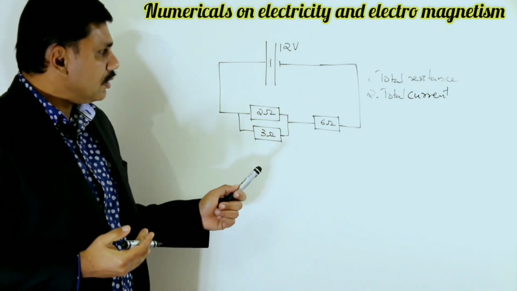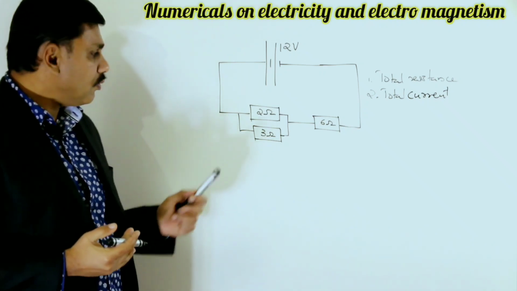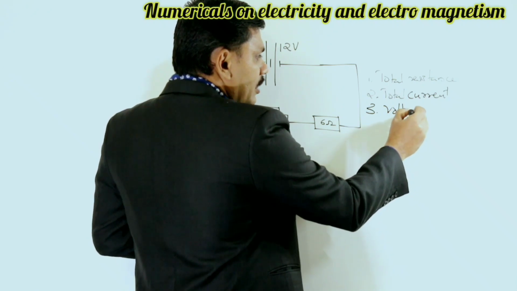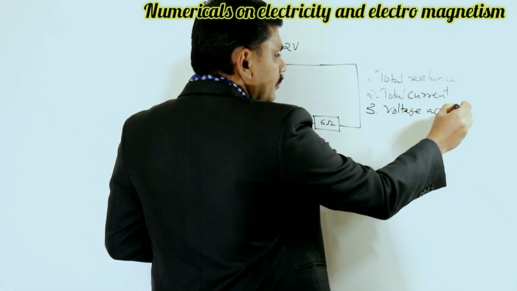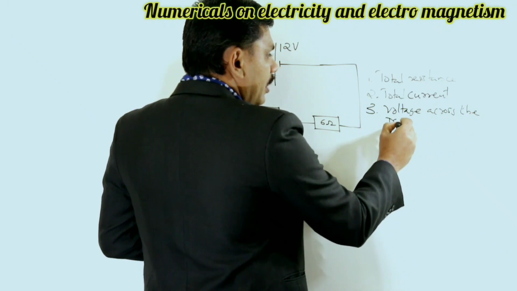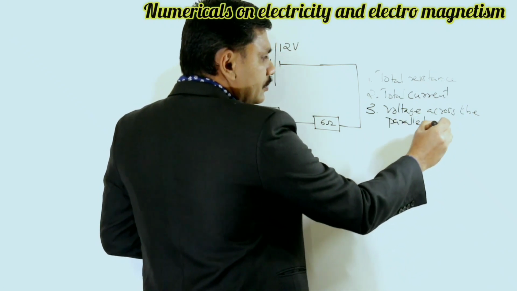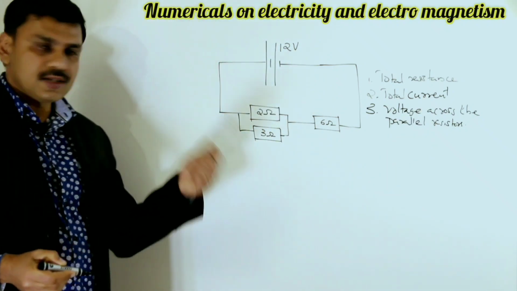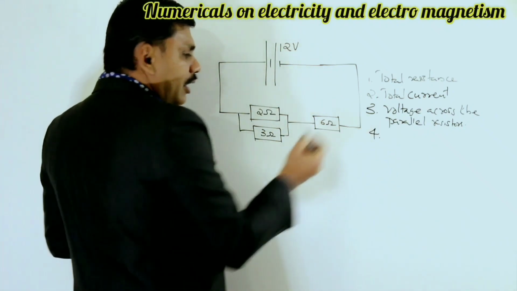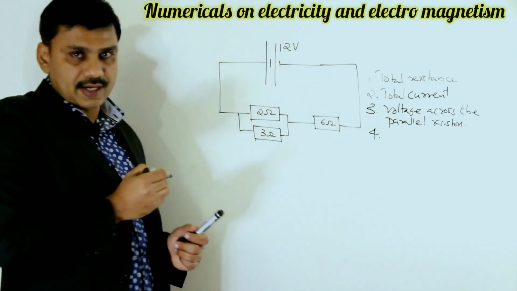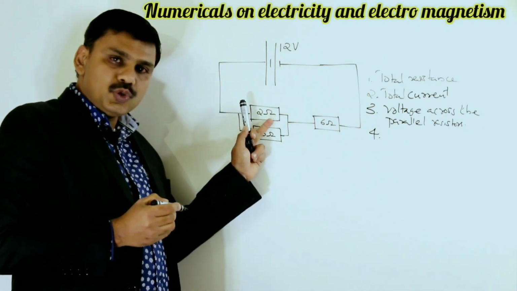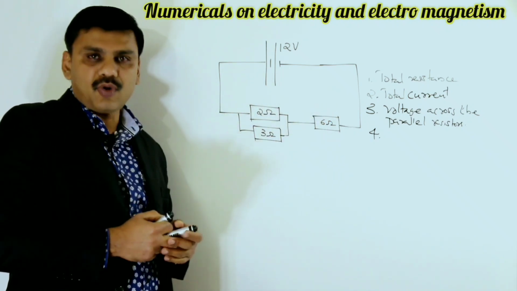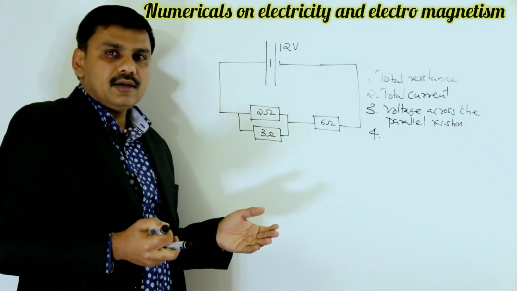Then they can ask for the voltage across the parallel combination, the voltage across the parallel resistors. Then they can ask for the current flowing through the parallel resistors, current flowing through 2 ohm or current flowing through 3 ohm. So these types of questions are common.